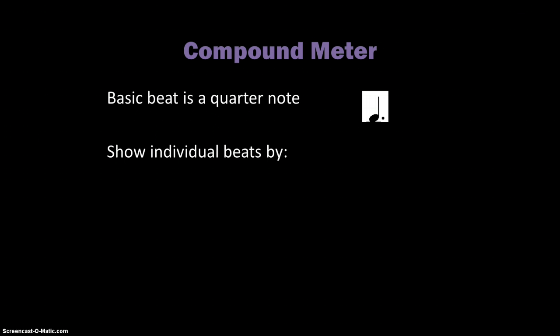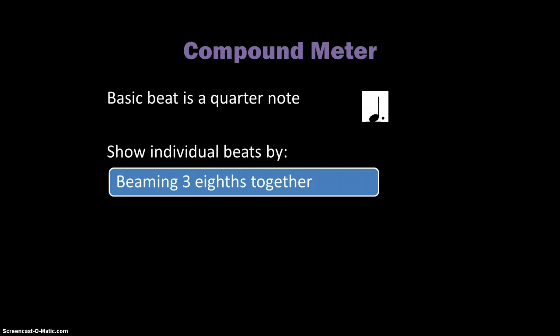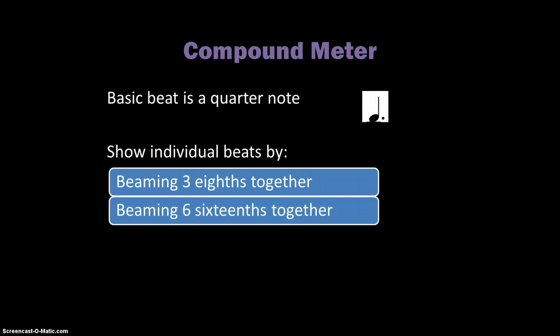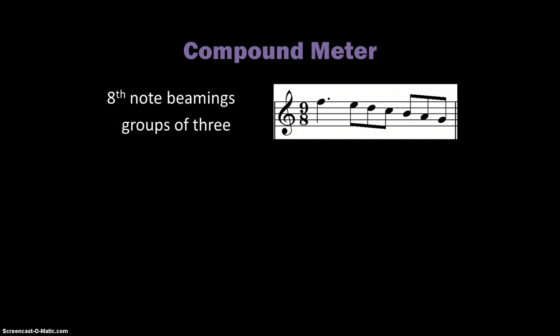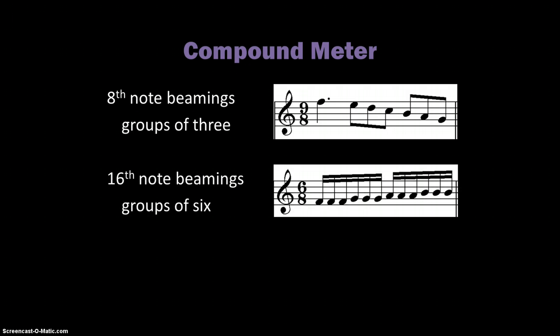In compound meter, remember that our basic beat is a dotted quarter note. That should say dotted, excuse me. We're going to show the individual beats by beaming three eighth notes together, six 16th notes together, or combinations that equal 1.5 counts. Here's an example in 9/8. Our basic beat there starts off with a dotted quarter note, and then we have two groups of three eighth notes each. It's very clear to see the three beats in that measure.